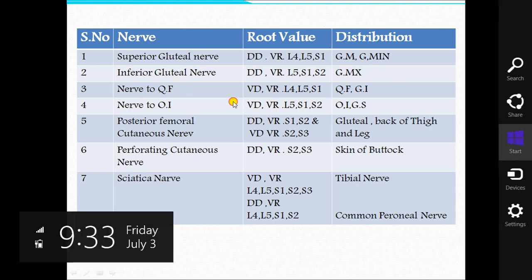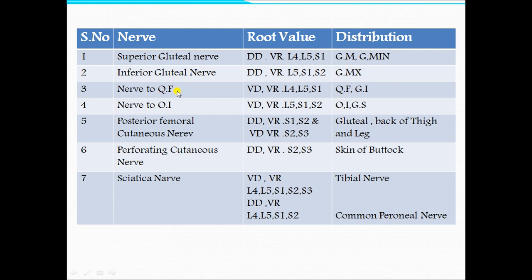Okay, next we'll see the nerve to quadratus femoris. The nerve to quadratus femoris, the root value is the ventral division of ventral rami L4, L5, S1. So the superior gluteal nerve root value and the nerve to quadratus femoris root value are the same, but here it is a dorsal division, and the nerve to quadratus femoris is a ventral division. Then it passes over the tendon of the piriformis and supplies the quadratus femoris and gemellus inferior muscle.